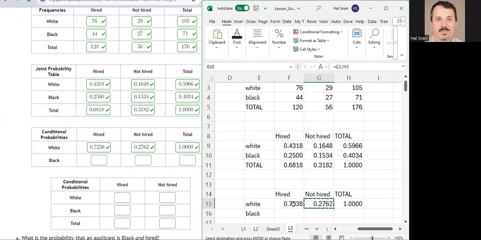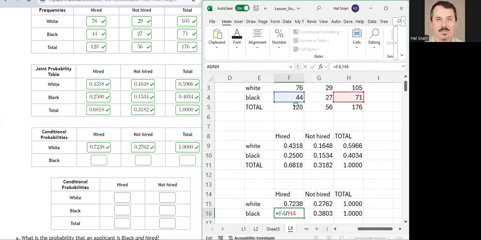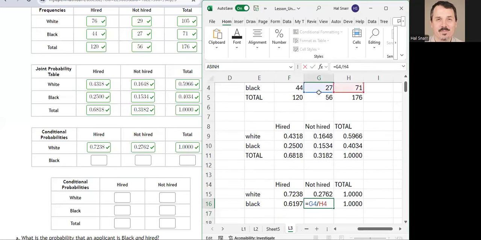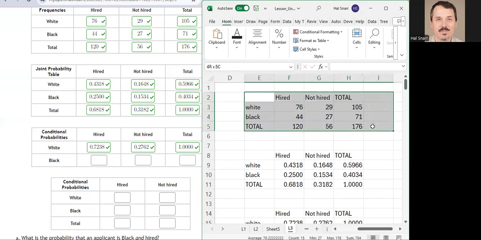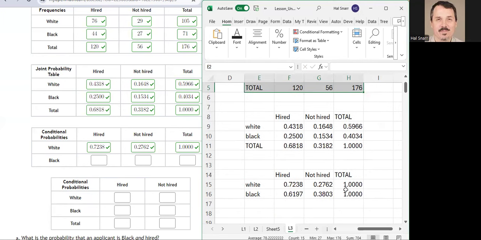Okay, now we're going to do the same thing for black applicants, right? So we take the number of black applicants that were hired and divide by the number of black applicants. We take the number of black applicants that were not hired, and divide that by the number of black applicants. And then we got another frequency distribution. So we have 1, 2, 3, 4, 5 frequency distributions from this one set so far of data, right?